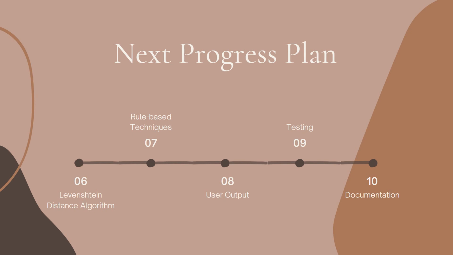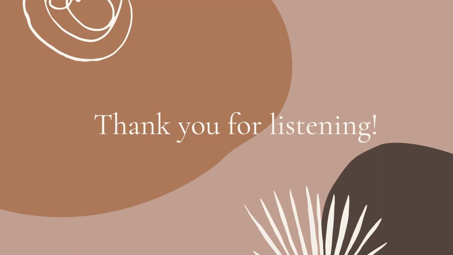So, this is my next progress plan. Firstly, implement the Levenshtein distance algorithm. Secondly, implement the rule-based technique. Third, user output that contains a list of IV words only. Next is testing using the 1,000 posts or comments that have been collected before. And lastly, documentation of this project.